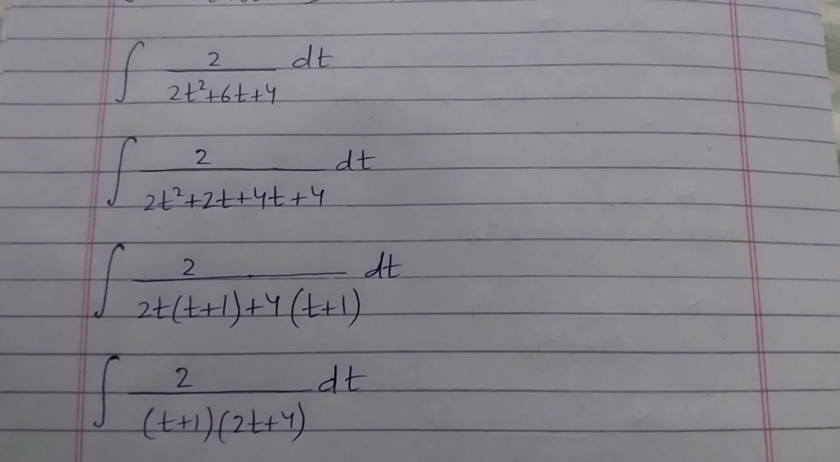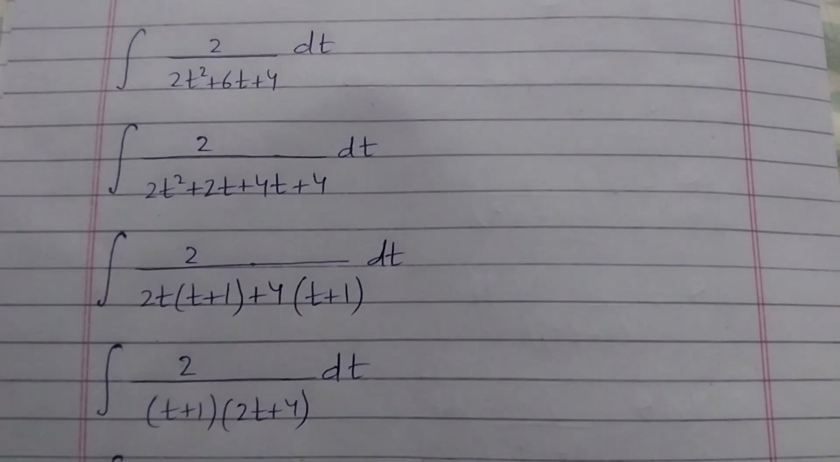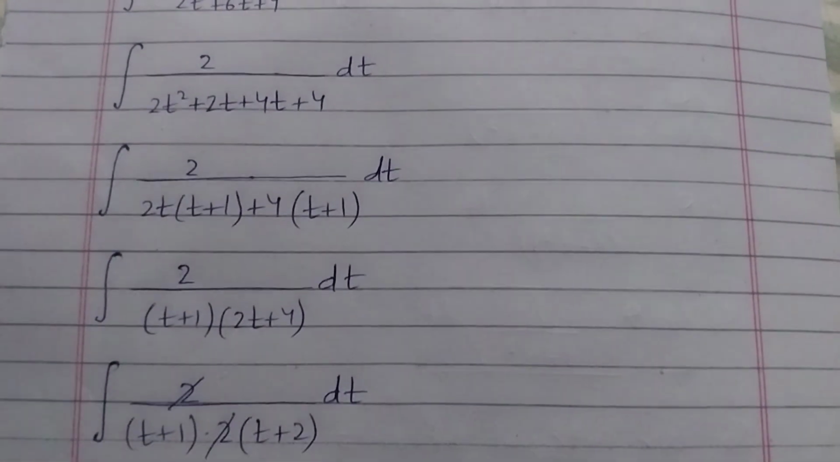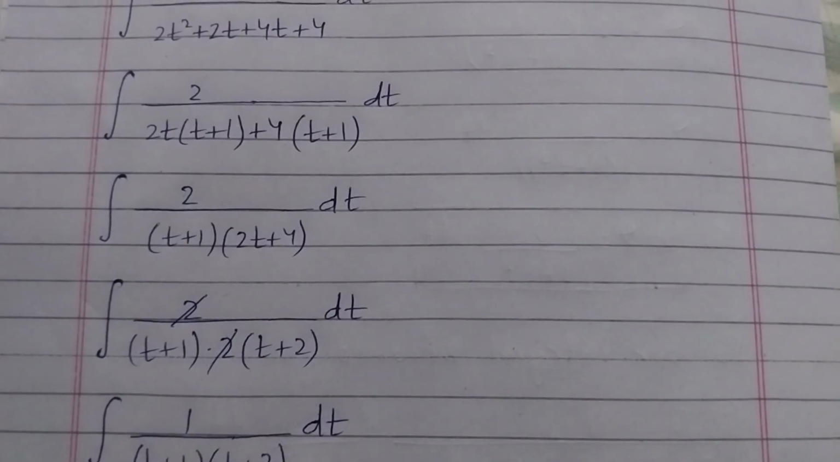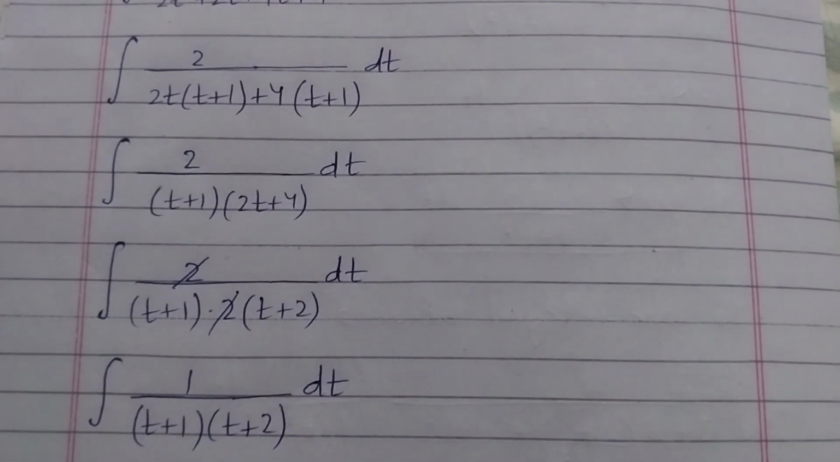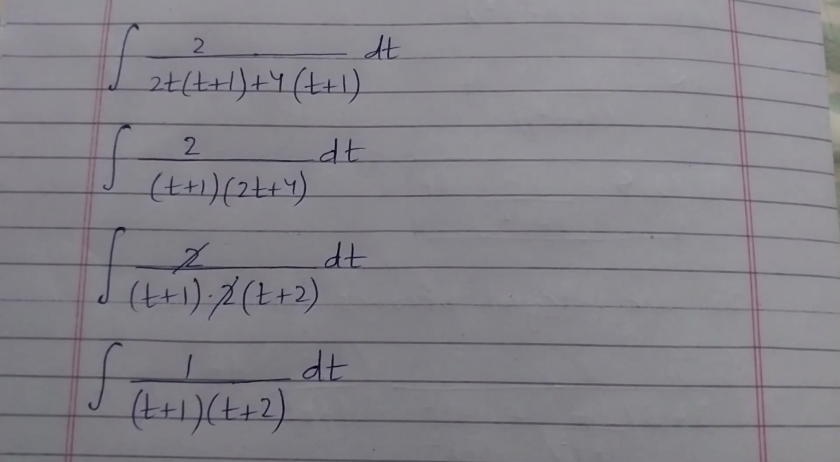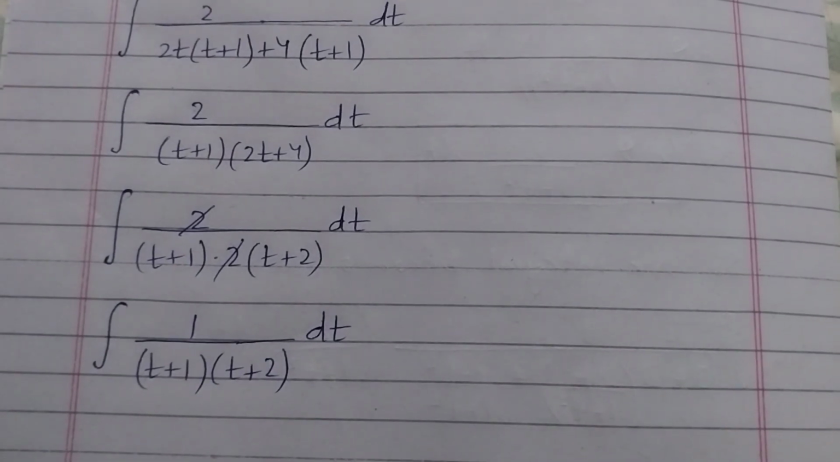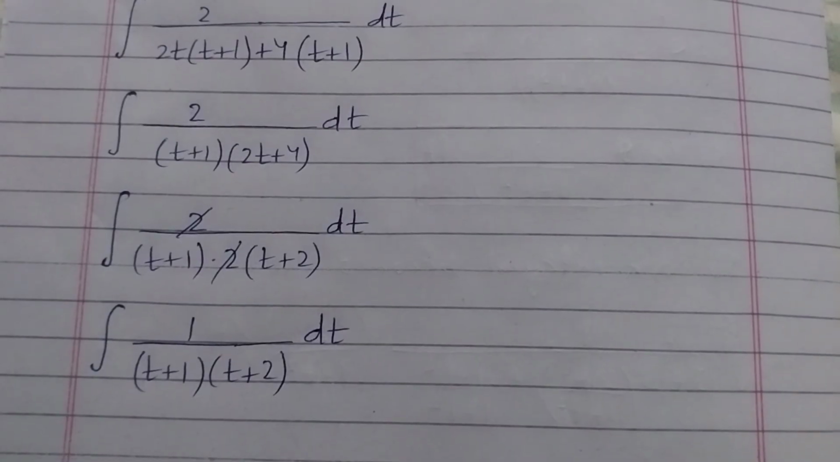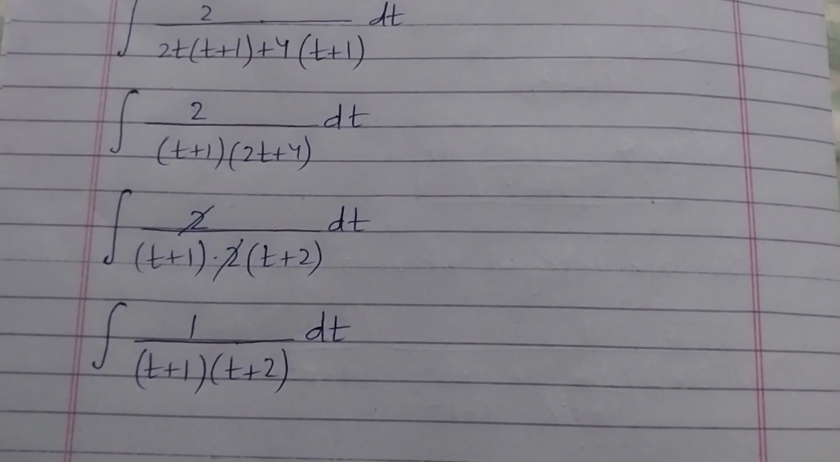When we take 2t common from the first two terms we get t plus 1, and when we take 4 common out of the last two terms we get t plus 1. So when we take t plus 1 common, we get 2t plus 4, and we can take 2 common from 2t plus 4, so it becomes 2 over t plus 1 times 2 times t plus 2. So 2 and 2 cancel out, and we are left with 1 over t plus 1 times t plus 2 dt.